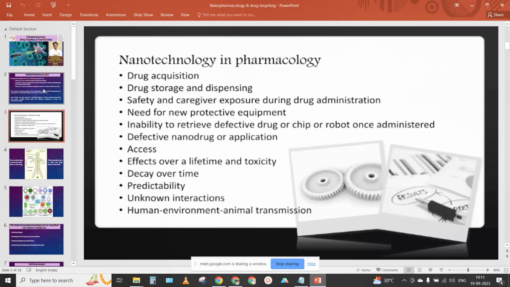So, nanotechnology and pharmacology have a broad area in that it covers drug acquisition, drug storage and dispensing, safety and caregiver exposure during drug administration, need for new protective equipment, inability to retrieve defective drug or chip or robot once administered, defective nanodrug or applications, excess of drug molecules, effects over a lifetime and toxicity, and decay over a period of time, its predictability, unknown interactions, and human, environment, animal transmissions.